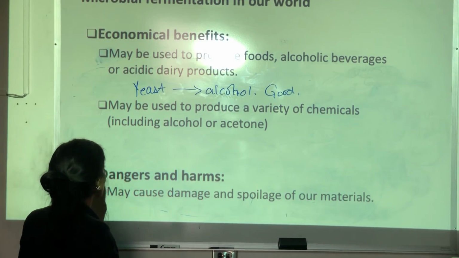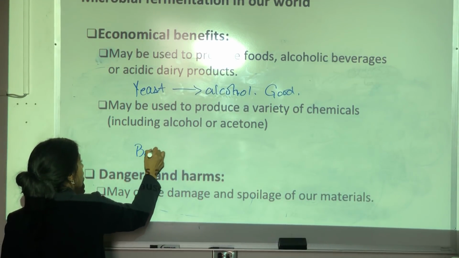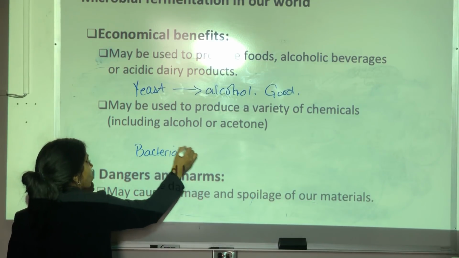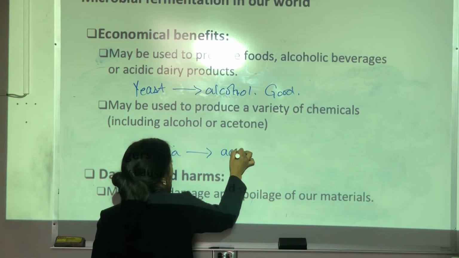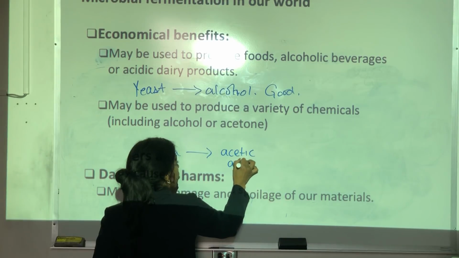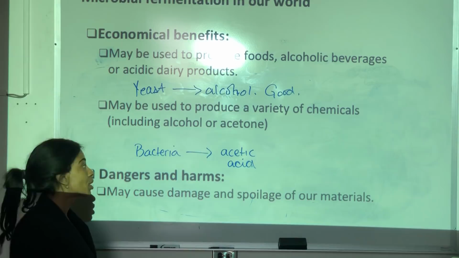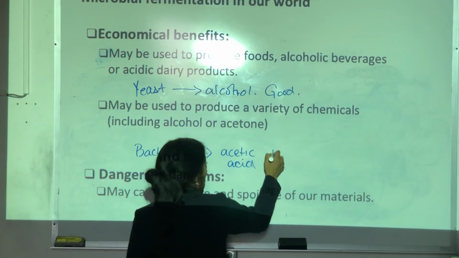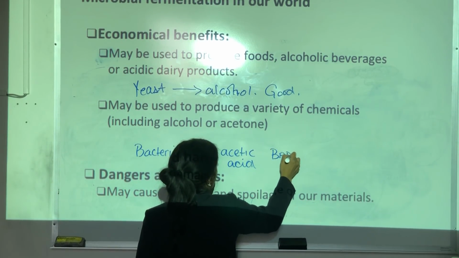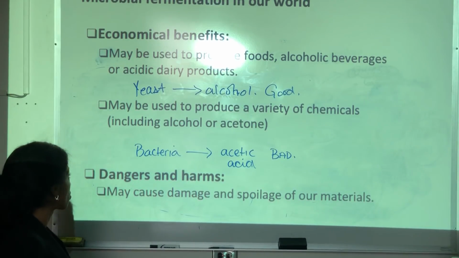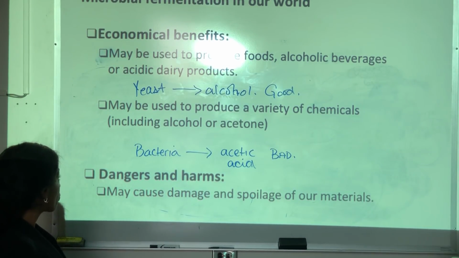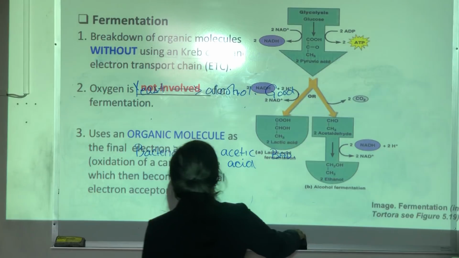then there are other bacteria that can convert alcohol into acetic acid. And what is acetic acid? It's vinegar, so it gives things a sour taste, and it doesn't taste so great. So it can cause spoilage, it can cause damage to our material. So we do use fermentation a lot in our world today.